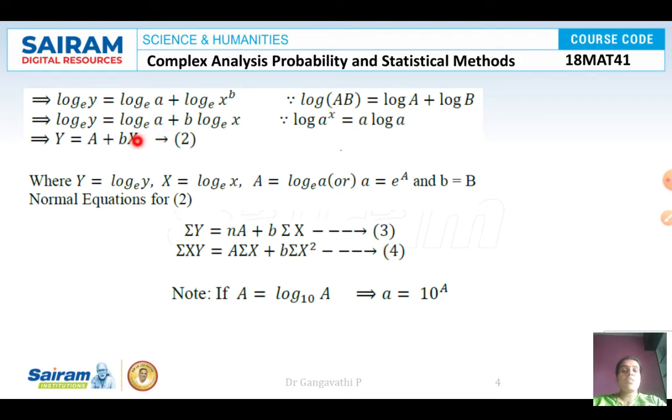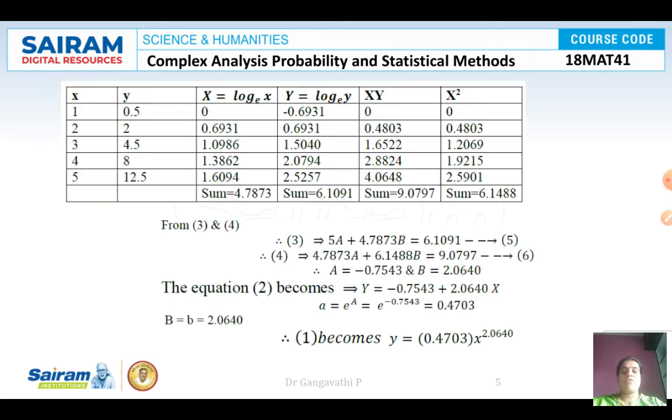The given equation was different, that we call as equation 1. The equation of a straight line is equation 2, and the normal equations are equations 3 and 4. In order to find the value of a, if A is log a to base 10, then a will be equal to 10 to the power of A. This you have to remember, because here we are taking log a to base e. So everywhere the base e has been considered. If it is base 10, then you have to apply this formula.